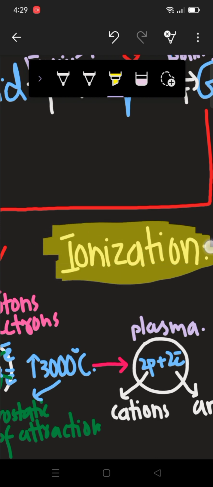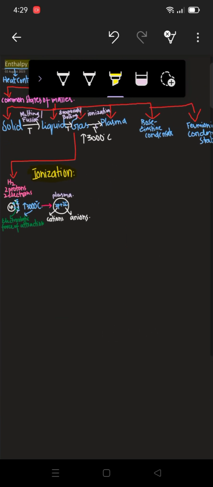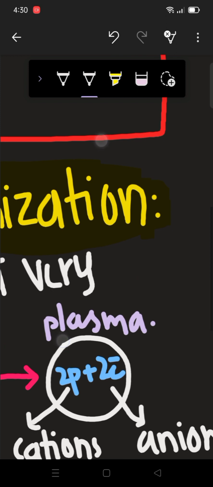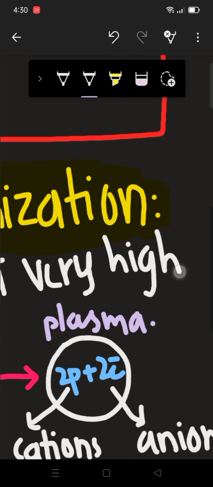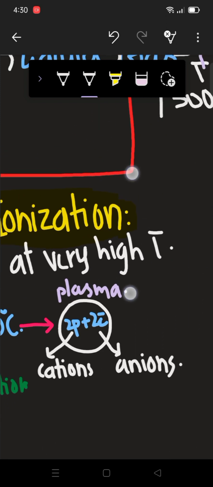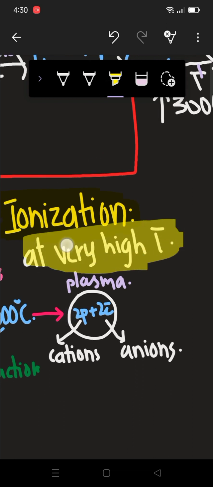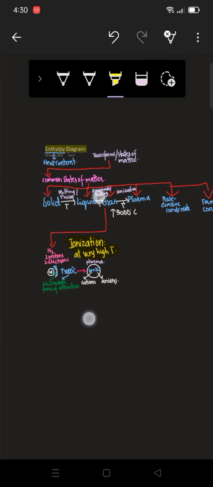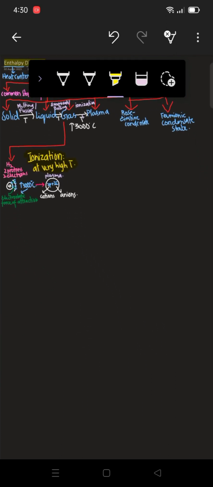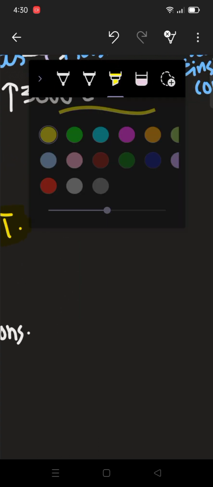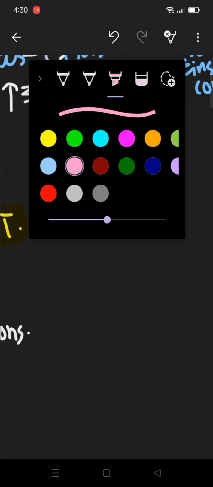Now we have another ionization too, at a low temperature. This is at a very high temperature. Now we are going to discuss the ionization at low temperature, not at very low temperature, however at low temperature. So let's discuss that now.